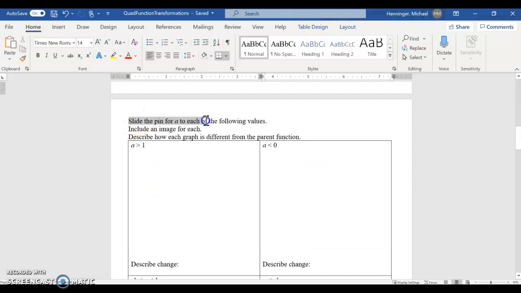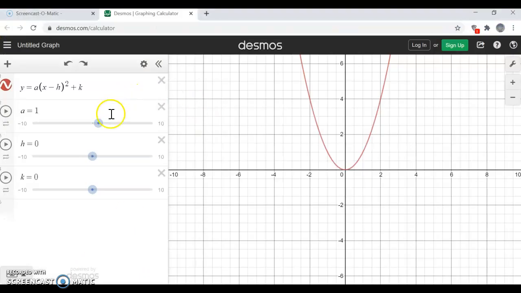here they want us to slide the pin for A to each of the following values, include an image for each, and describe how each graph is different from the parent function. So here they want us to show where A is greater than 1. So pick a number, any number, doesn't really matter. Okay, and let's make A greater than 1. I'm going to say, let's go up to 3.